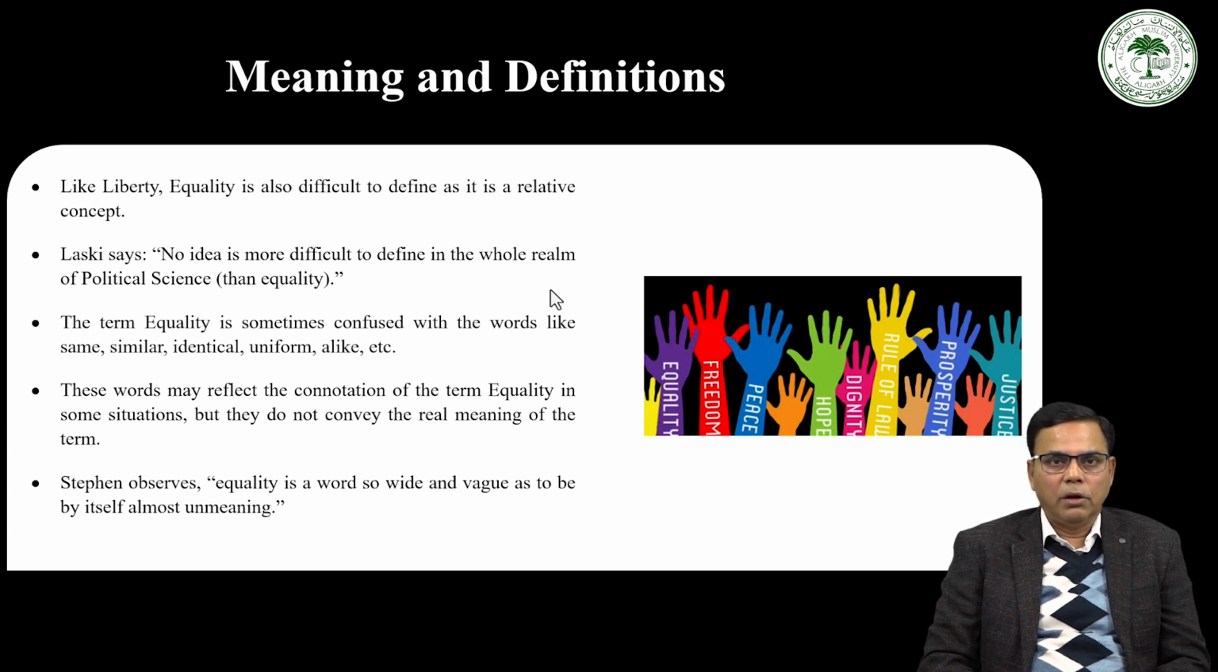Similarly, an adult and a child cannot be treated alike. So it is not like identical, alike, same, similar. These things we have to remember. So equality is not very easy to define in this sense.